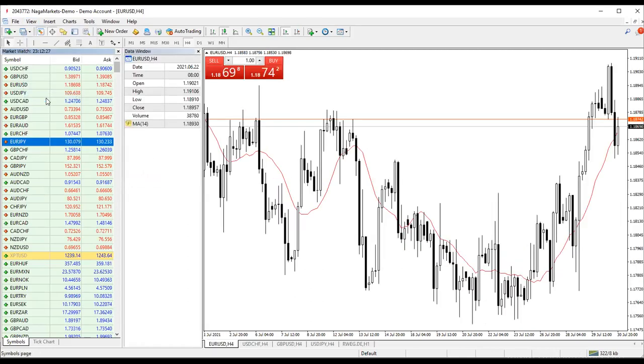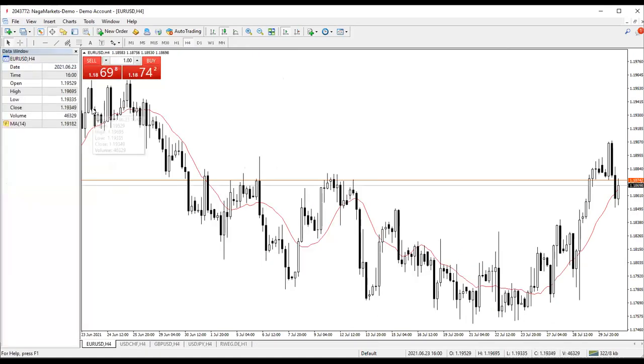You click on data window, it pops up. So that's the way it works. The system is user-friendly, so you can use it that way. So I'm going to close this one again and show you what we call the data window.